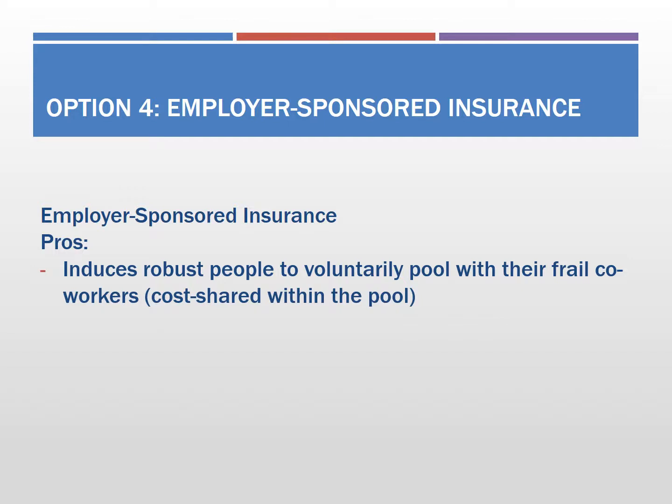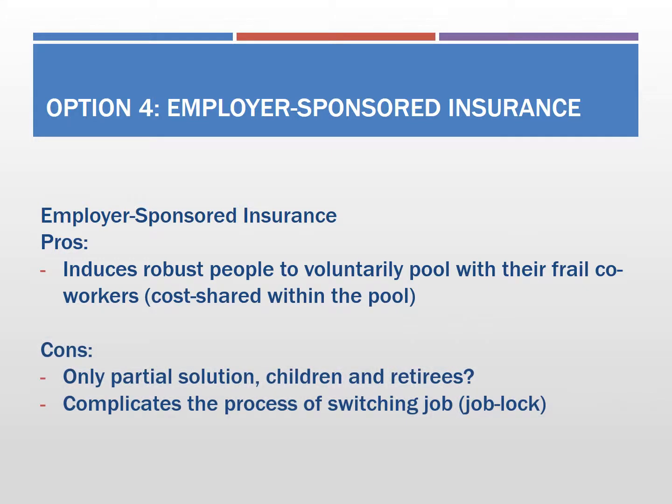The good thing about this type of insurance program is that it will induce the robust people, which is the healthy people in society, to voluntarily pool with the frail co-workers, which is the sick co-workers or the sick people in the pool. So this creates cost sharing within the pool from the workplaces. Again, to avoid adverse selection, one very particular way to do it is to have everyone pool their resources together. So as long as everyone is buying insurance, adverse selection will never be a problem.